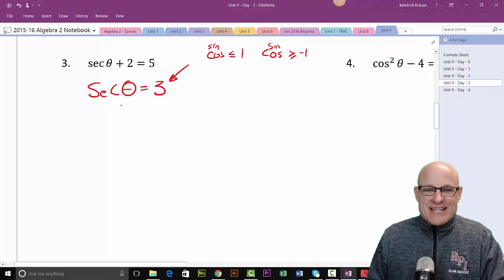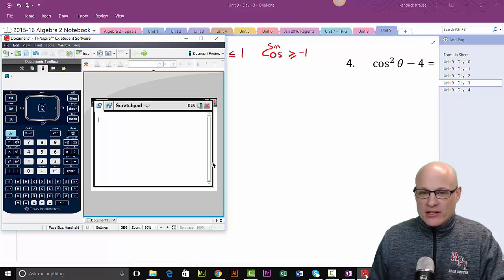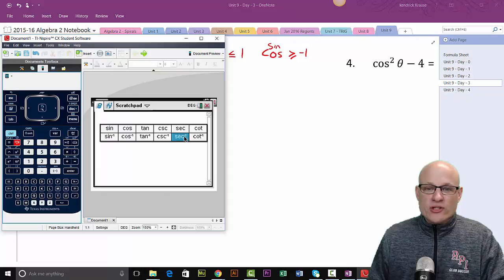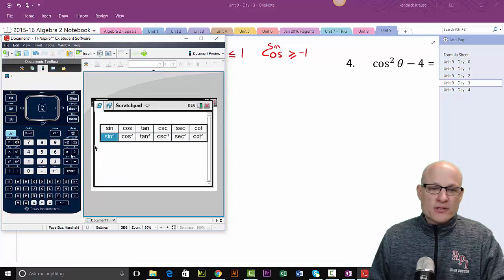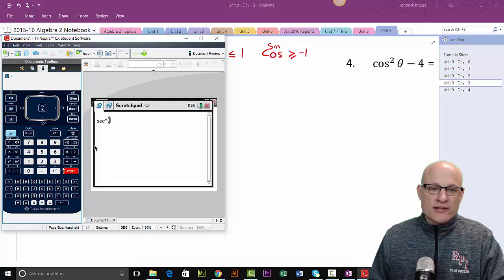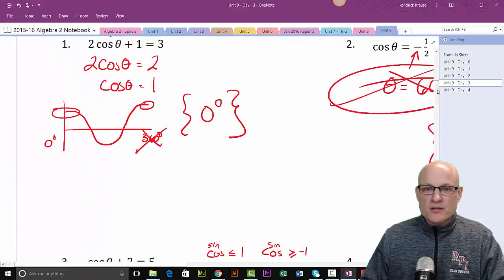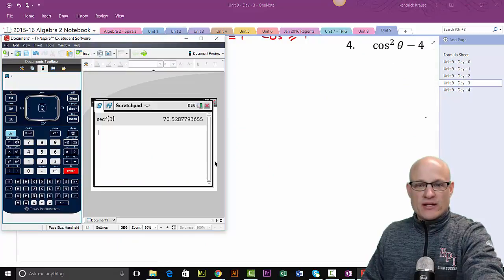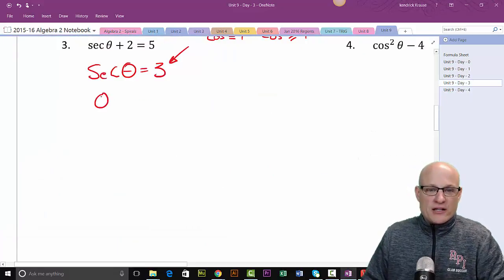So, secant. I go to my calculator, inverse secant of 3. Enter. I get 70.5. To the nearest degree, that's 71, so theta is equal to 71 degrees.